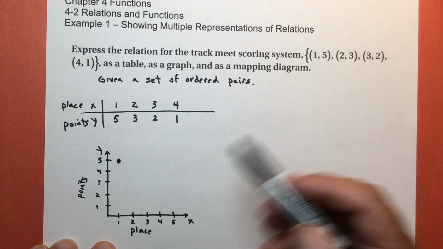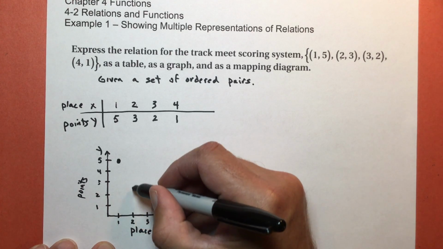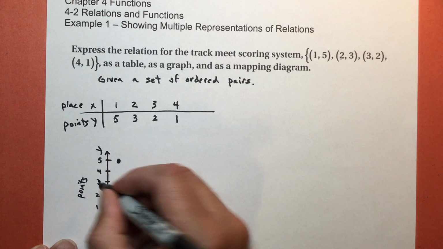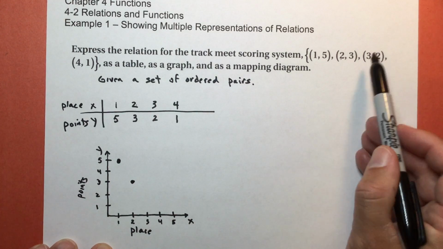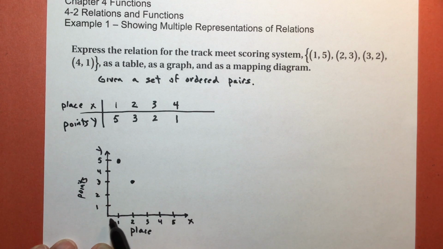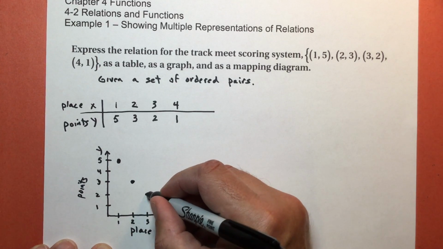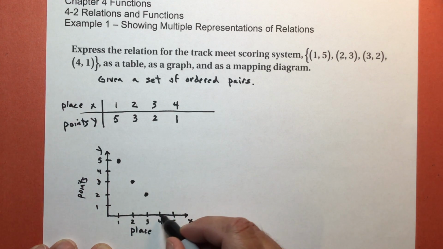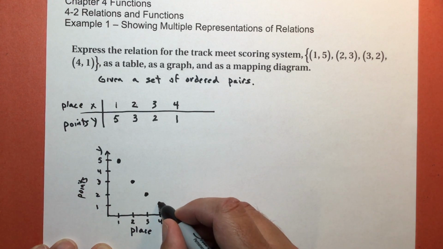Second place gives 3 points, so I'm going to go over to the 2, and then up to the 3. And my 3 doesn't really look like a 3. There it is. Third place gives 2 points, so I'm going to go over to 3 and up 2. And finally, fourth place gives 1 point, so I go over to fourth place, up 1 point.